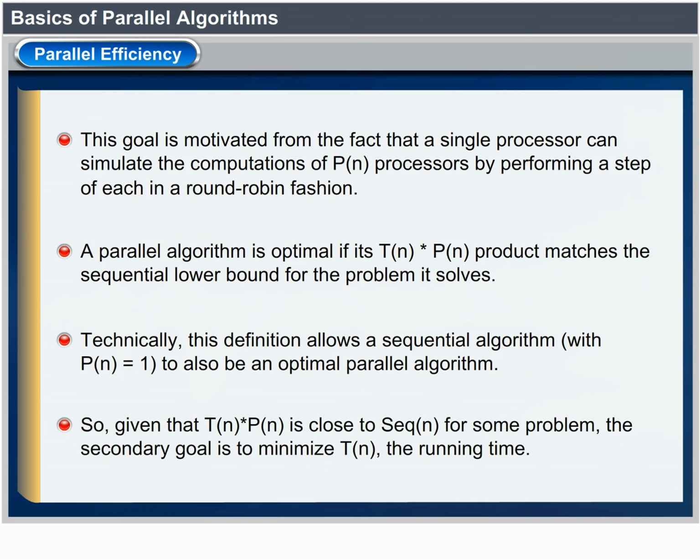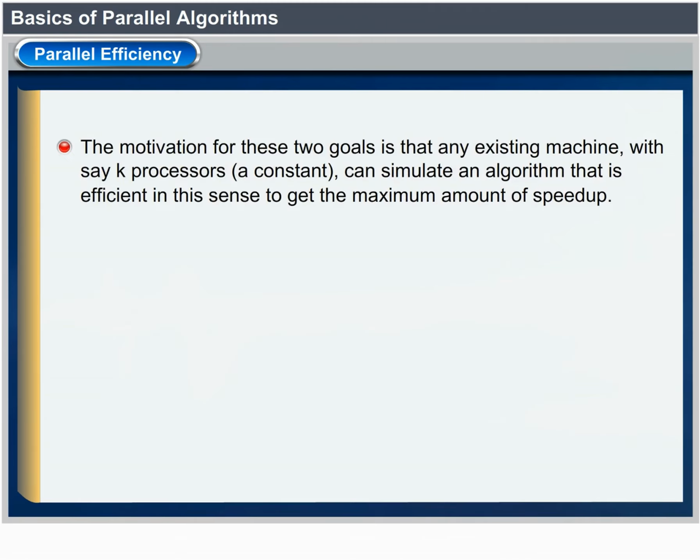So given that T(n) times P(n) is close to sequential(n) for some problem, the secondary goal is to minimize T(n), the running time. The motivation for these two goals is that any existing machine with, say, k processors, a constant, can simulate an algorithm that is efficient in this sense to get the maximum amount of speedup.